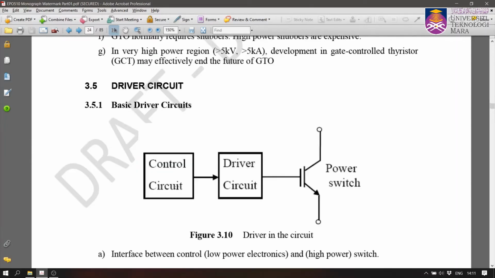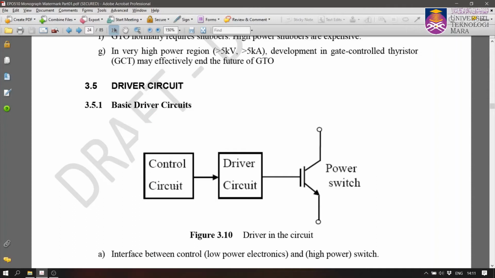And next is the driver circuit. So that is basically the three types of device. We have the diode, which is an uncontrolled device, and then we have a half-controlled device, which is the thyristor, and finally the controllable switches: the MOSFET, IGBT, and the BJT. So three types of devices.